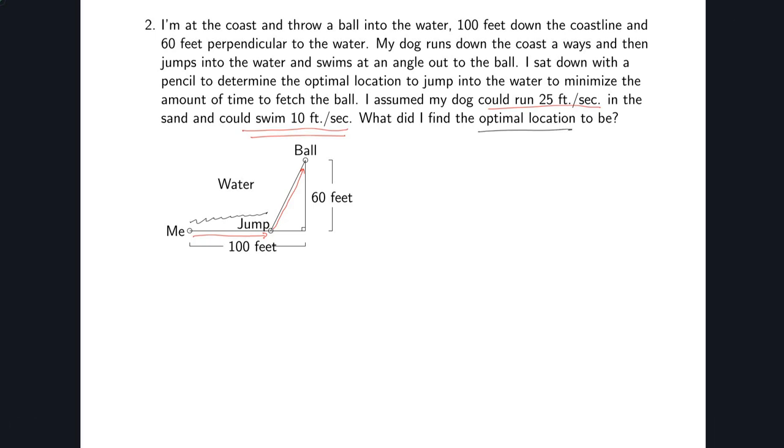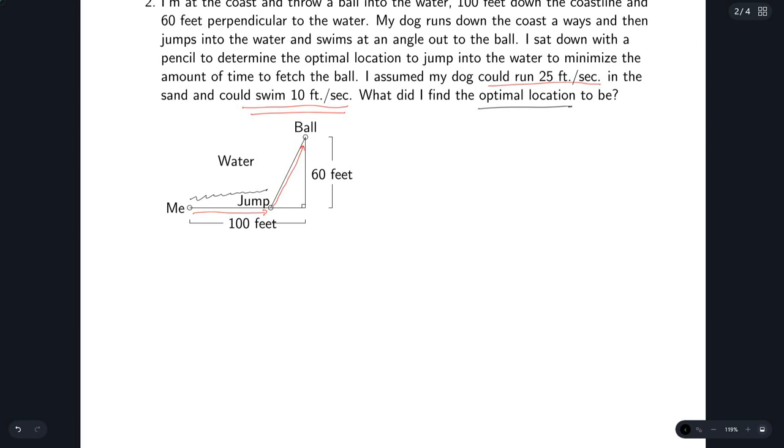So we want to find the optimal location, but what are we trying to maximize or minimize? We are trying to minimize the time to the ball. So we need a function for time. Okay, so we're going to break this up as time running plus the time swimming. Now we'll get expressions for those here in just a minute.